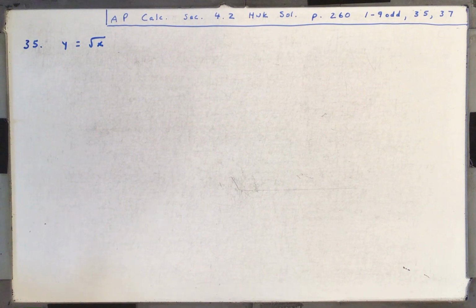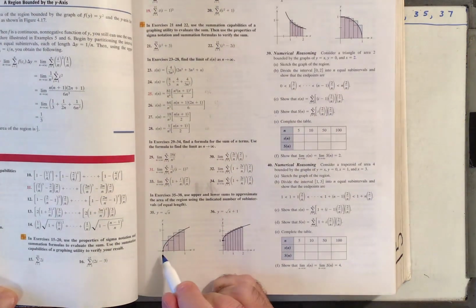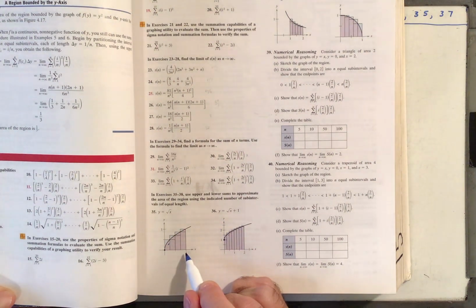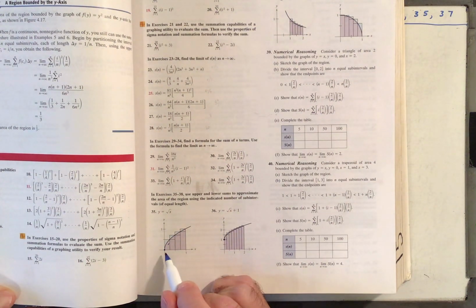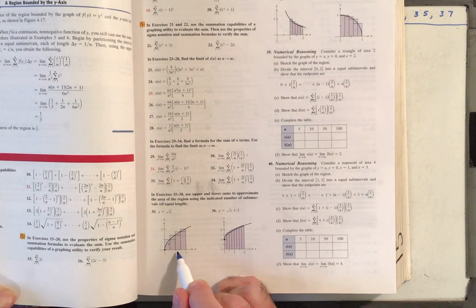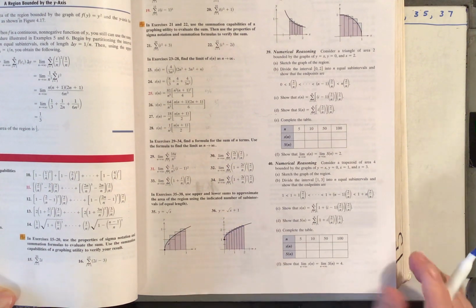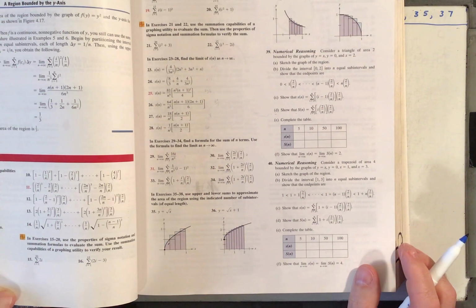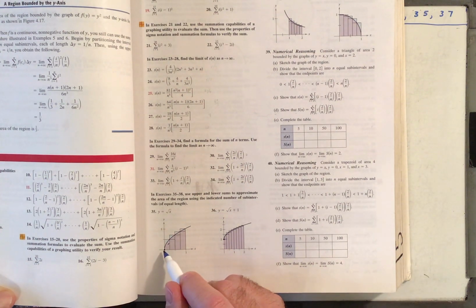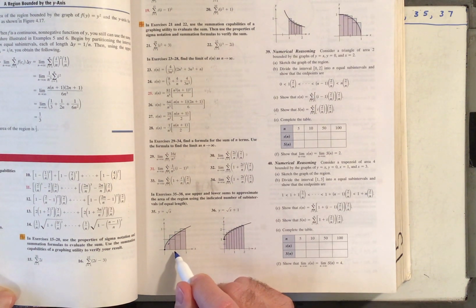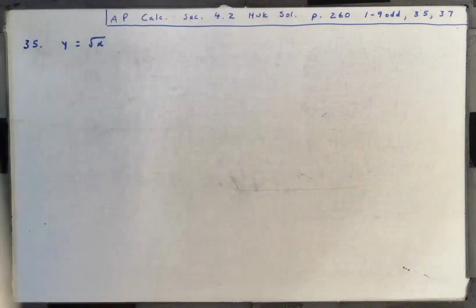Okay, so 35, we have y is equal to the square root of x. We have 4 rectangles here. And so you can see it goes from 0 to 1. So that would mean the base of each of these 4 rectangles, the width or the base is 0.25 for all of them. And then we're going to start, the first left side is 0. Then the second left side would be 0.25, and then the third would be 0.5, 0.75, like that.